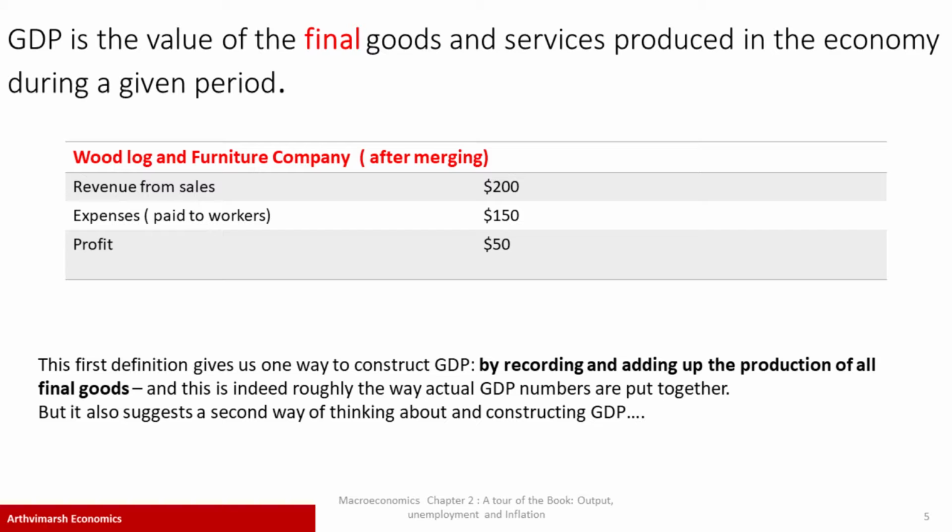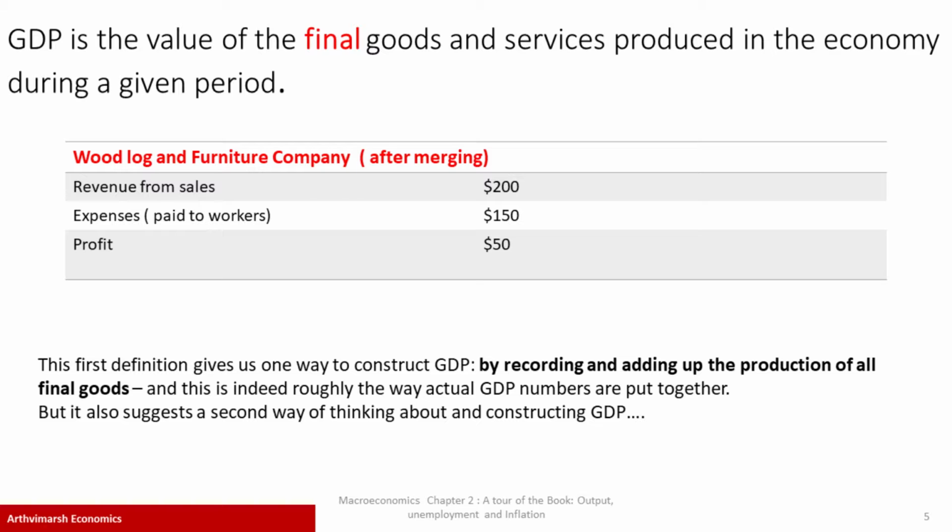So we do not want our measure of aggregate output to depend on whether firms decide to merge or not. So this first definition gives us a way to construct GDP by recording and adding up the production of all final goods. And this is indeed roughly the actual GDP numbers, the way they are put together. But it also suggests a second way of thinking about GDP.